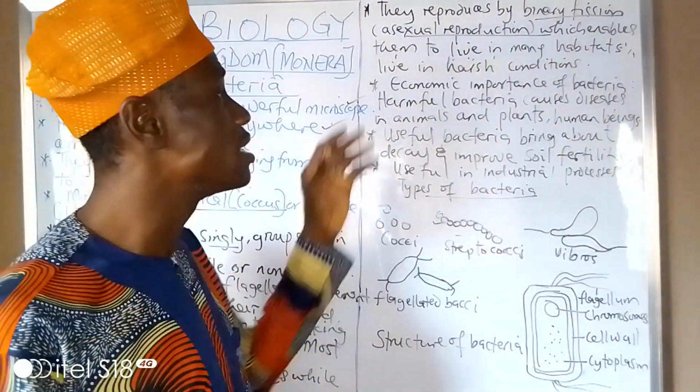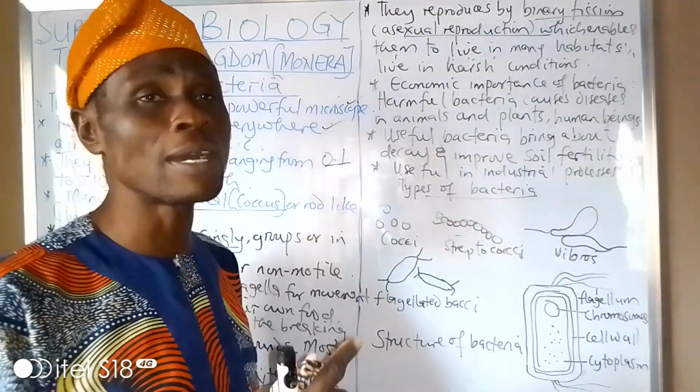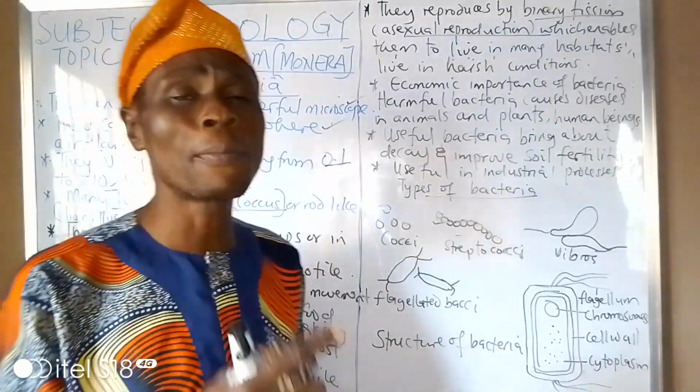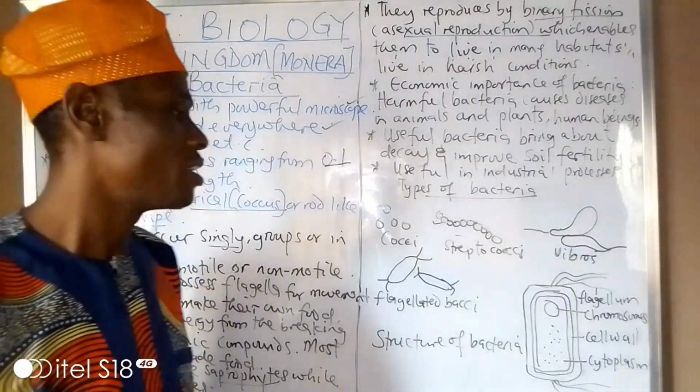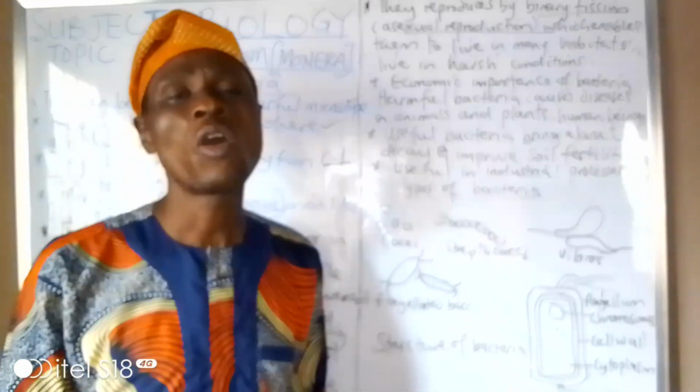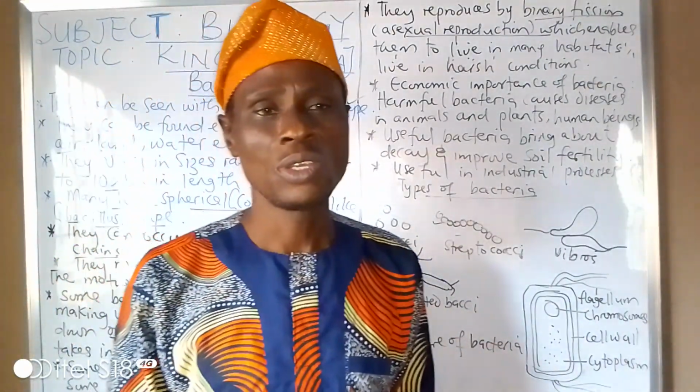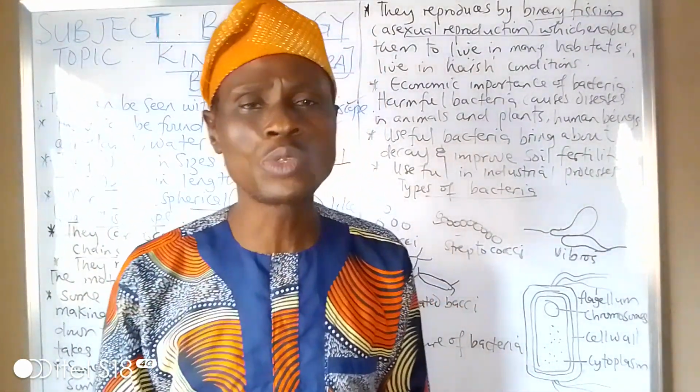So we are able to see the general features of bacteria, the economic importance of bacteria, and then the types of bacteria. So we have been able to cover all our learning objectives. So this is where we are going to stop today.